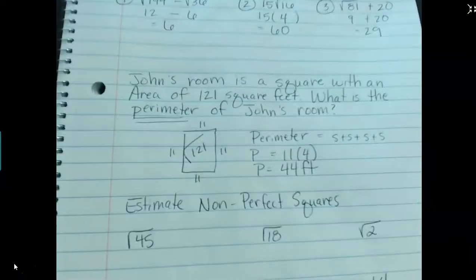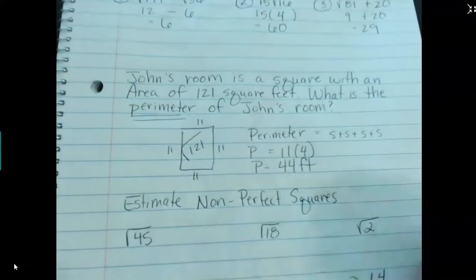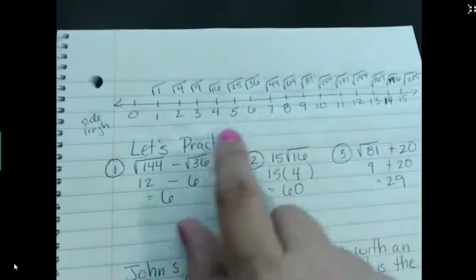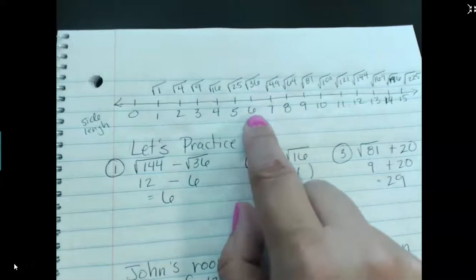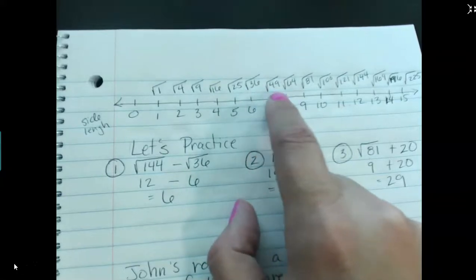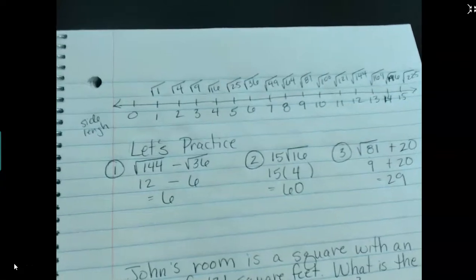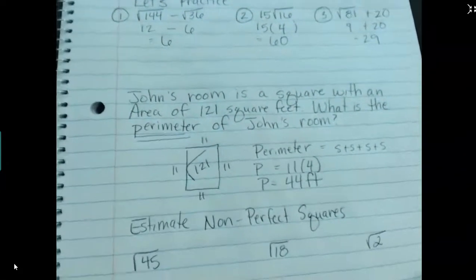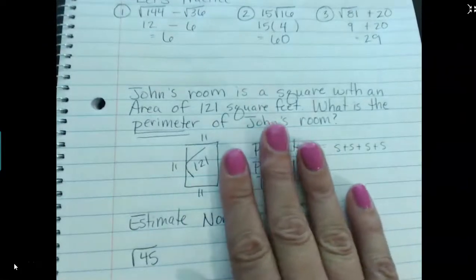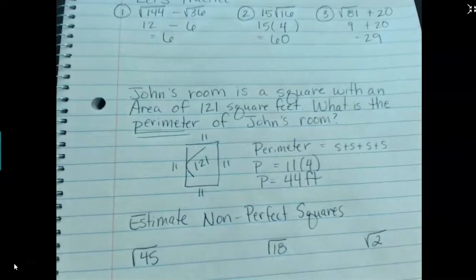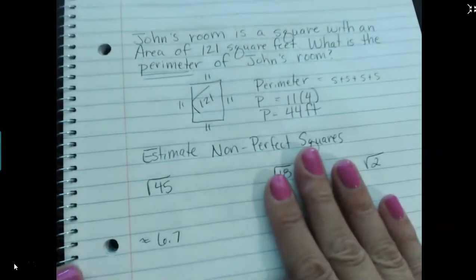All right, let's now estimate non-perfect squares. Yes, you can use your calculator, but you can also use what you know. So if you have the square root of 45, let's go up here. Well, it's between 6 and 7, the square root of 36 and the square root of 49. So we know it's somewhere in here. Now think about it. Is it closer to the square root of 49, or is it closer to the square root of 36? Is it closer to 7, or is it closer to 6? Go ahead and pause the video if you need it. The square root of 45, a non-perfect square, is approximately 6.7.